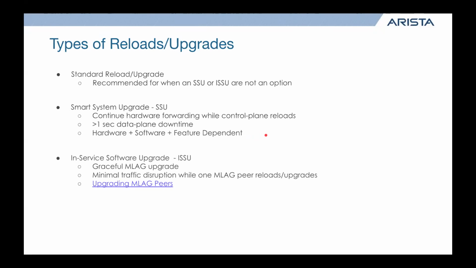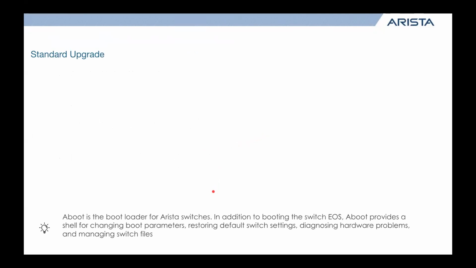We also have the in-service software upgrade, or ISSU. This is meant for MLAGs, and it allows you to basically upgrade the MLAG peers one at a time, so you don't have traffic disruption. We'll be talking about this in webinar 3, which is going to be MLAGs and modular systems. So I'm not going to go into much detail here. But I do want to dive into more technical depth about what's going on with our upgrades to maybe help you understand more why the Smart System Upgrade is a lot better than the standard upgrade.